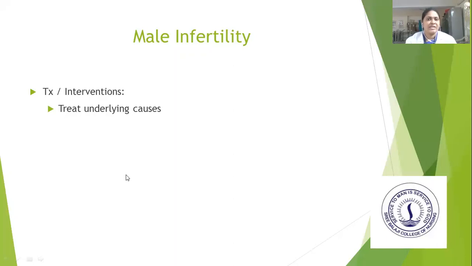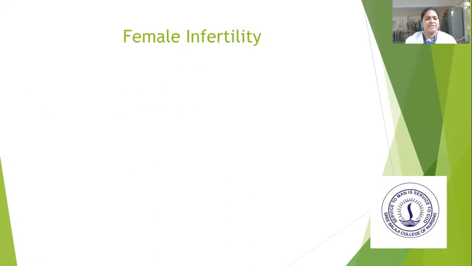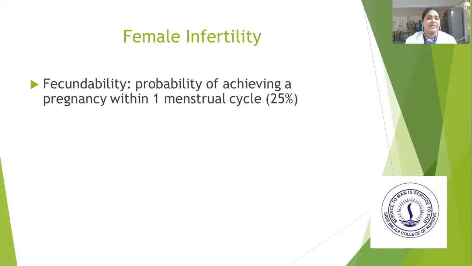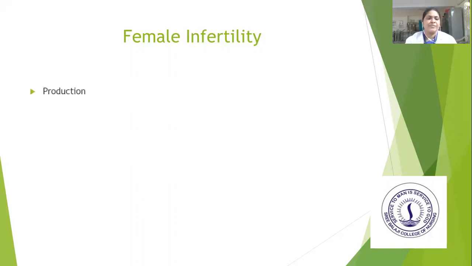The treatment and intervention is to treat the underlying causes. That is the main thing: we need to find the cause of infertility, and according to that cause, we treat the condition. Intrauterine insemination is a treatment, and intracytoplasmic sperm injection. Next is fecundability, the probability of achieving a pregnancy within one menstrual cycle, which is about 25 percent. And fecundity, the ability to achieve a live birth within one menstrual cycle, is about 6 percent.